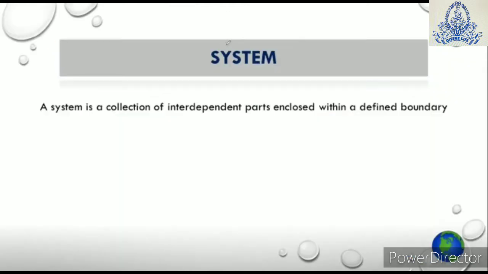Before we begin with the spheres of environment, we need to understand what is system. So system is a collection of interdependent parts which are enclosed within a defined boundary. So suppose this is your system, it has a defined boundary and there are some interconnected parts which are dependent on each other because they are interconnected. In same way you can treat your environment as a system. This is called ecosystem.